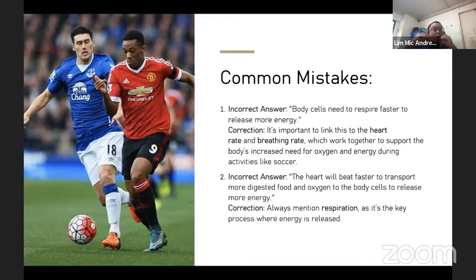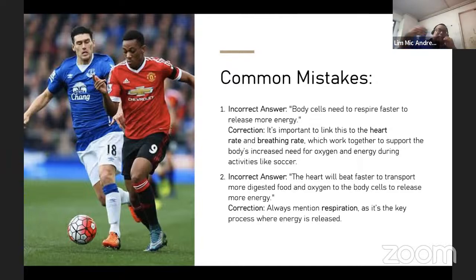In science, for all questions being answered, the teacher wants to see a keyword. They want to know whether you understand the topic or not. Therefore, it is important to link this high breathing rate and high heartbeat to the two keywords: heart rate and breathing rate. By linking the question to these two keywords, you tell the teacher that you understand the topic.